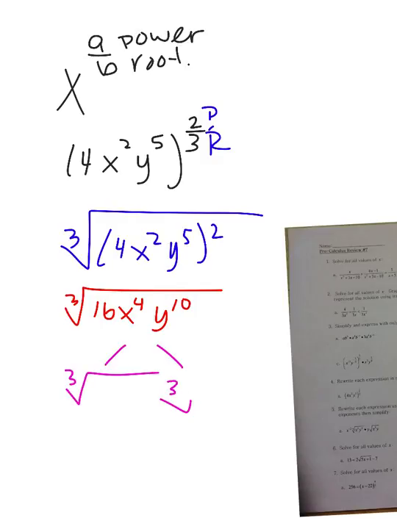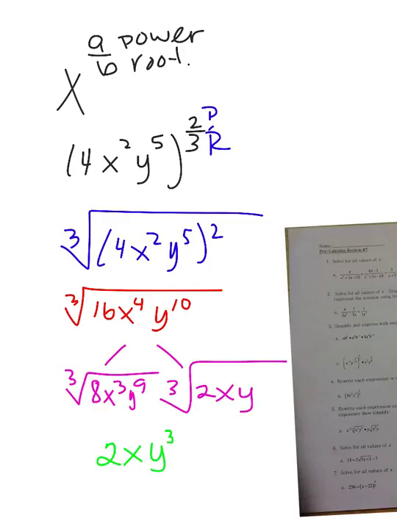Okay, so make a list of your perfect cubes if you don't know them. So what perfect cube goes into 16? That would be 8 times 2. What perfect cube goes into x to the 4th? Remember, it has to be a multiple of 3, so it's x to the 3rd times x. And then I have y to the 9th times y. The cube root of 8 is 2. The cube root of x to the 3rd is x. The cube root of y to the 9th is y to the 3rd. And then I have the cube root of 2xy. All right, so let's take a look at 4b.